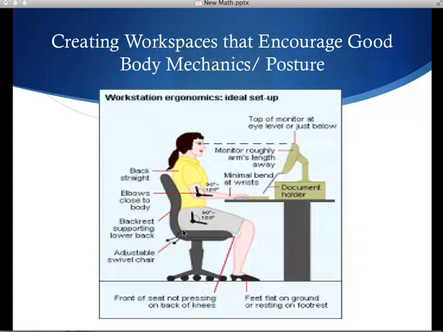So one of them is having your back all the way back when you're seated on the chair. Your feet should be flat on the floor. Your hips should be at least 90 degrees flexion, or it's bent 90 to 120 degrees. And your elbow should be at 90 degrees to 120 degrees. There should be minimal bending of the wrist. So try not to have your wrist going up and down in big ranges of motion.